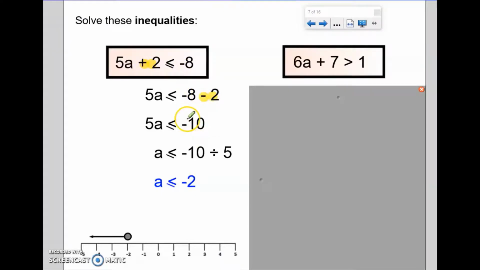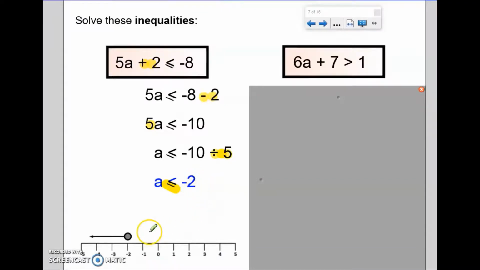Then I tidied it up to get a negative 10. Then I divided both sides by 5. So I was left with a is less than or equal to negative 2. So this was my answer to the inequality. If I was thinking of integers that satisfied this inequality, I could think of -3, -4, and even -2 would be included because of this line underneath the inequality sign.